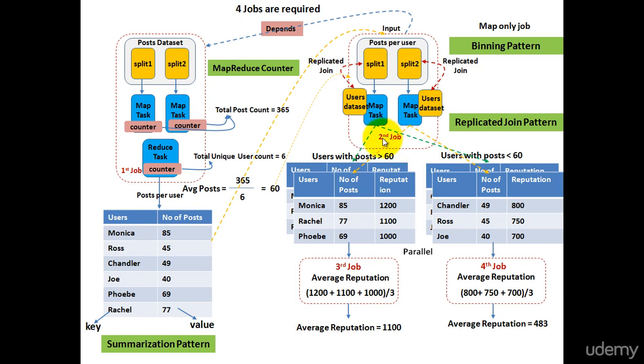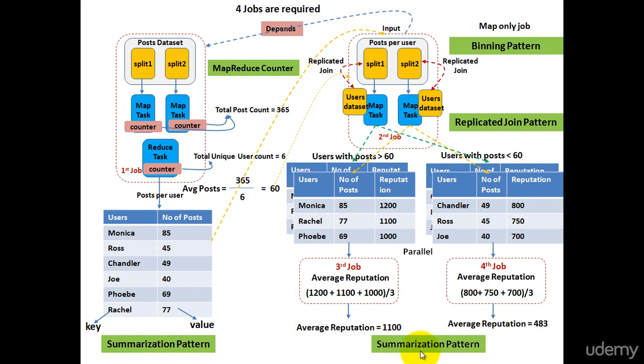But these two jobs are dependent on the second job. So only after the second job has completed successfully, third and fourth job are run. Also, average reputation is computed using summarization pattern. Hence, third and fourth jobs are summarization pattern jobs. This is how a problem is solved using chaining multiple jobs.